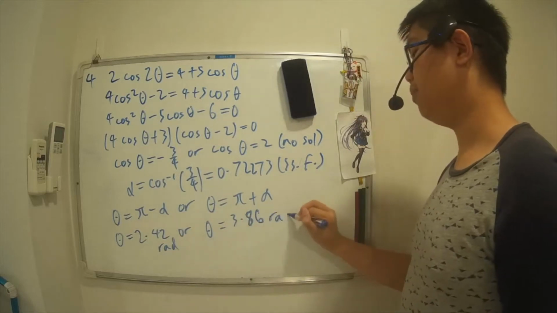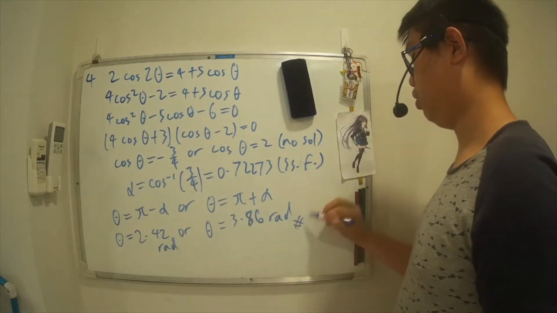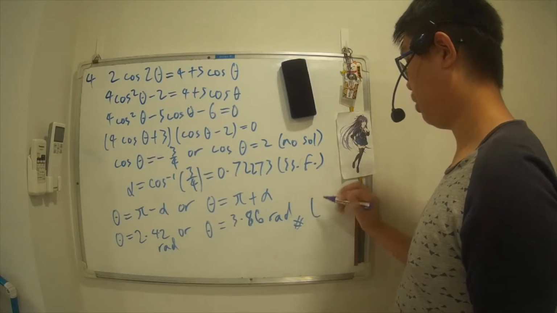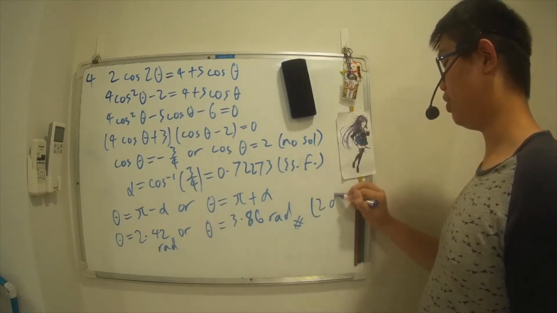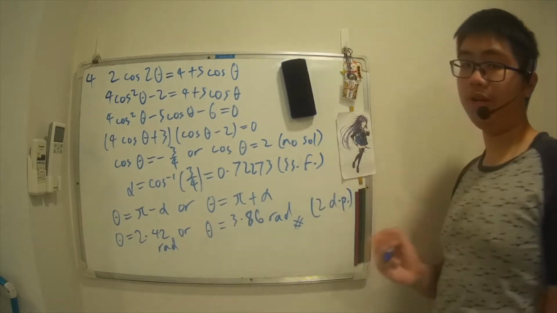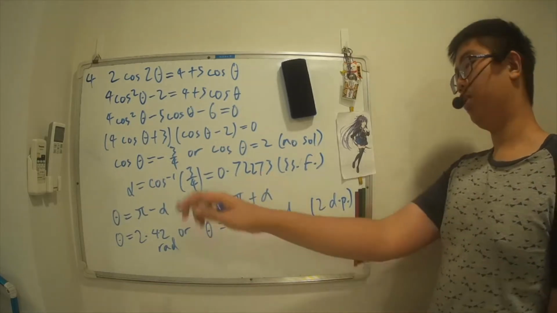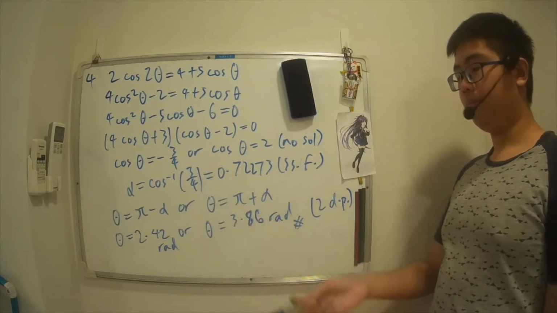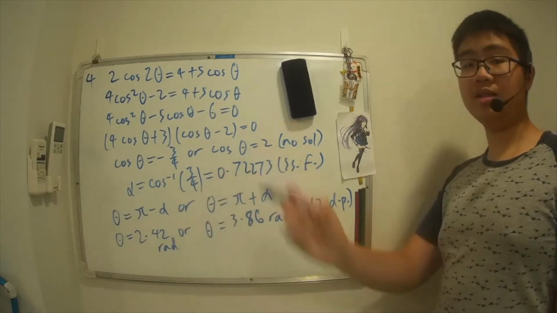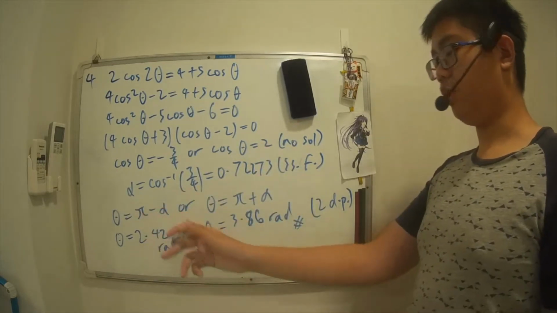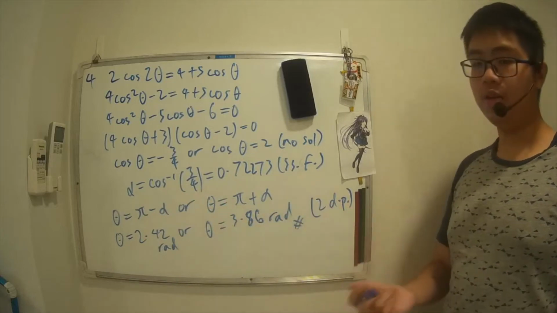These are radians, and the question said 2dp, but anyway these are also 3SF. Okay, so yeah, I did not work this out obviously, but if you press the calculator you'll know that this is this, and then of course I wrote down the answers already, so I know what this is and what that is. Okay?